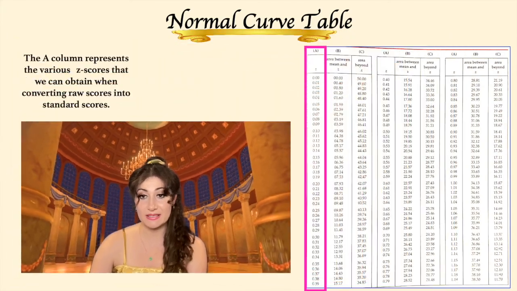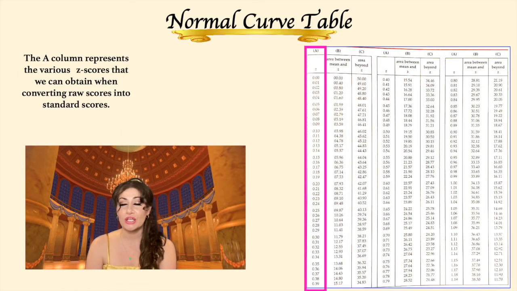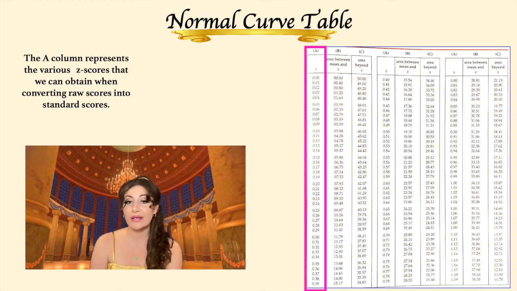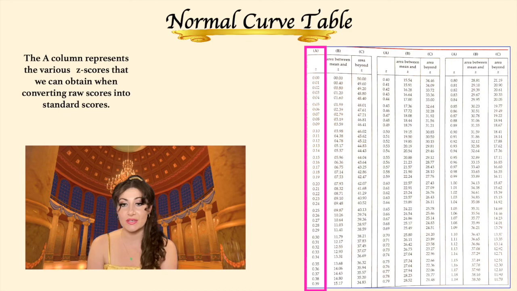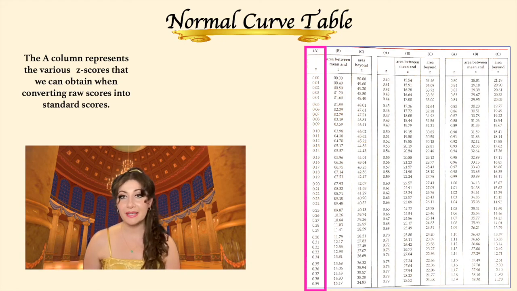I know that sounds a little foreign right now. You're thinking, what calculations, what column? If you look at this chart a little more closely, you can see that there are 3 different columns relative to each z-score. The A column represents the various z-scores we can obtain when converting raw scores into z-scores. You can also see that it has a heading of a lowercase z. That means that this is the column in which all of the z-scores are listed.